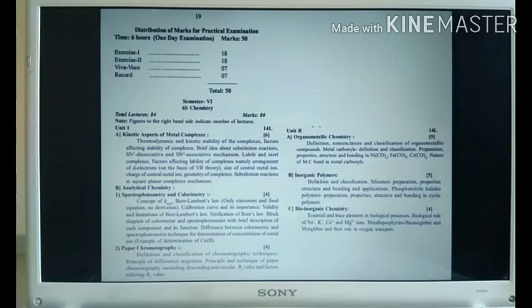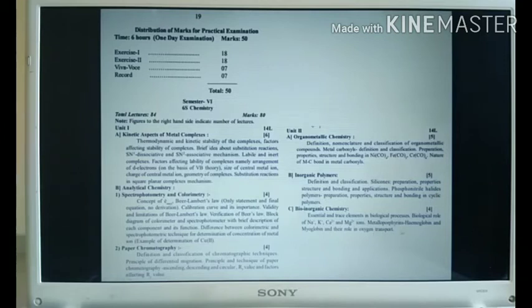Then bioinorganic chemistry. In this unit we have to study the biological role of some alkali metals and alkaline earth metals like sodium ion, potassium ion, calcium dipositive ion and magnesium dipositive ion. Biological role means the medicinal application, you can say.